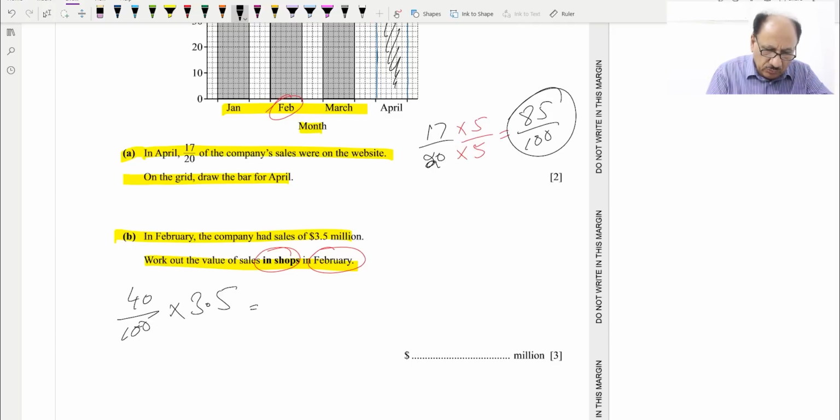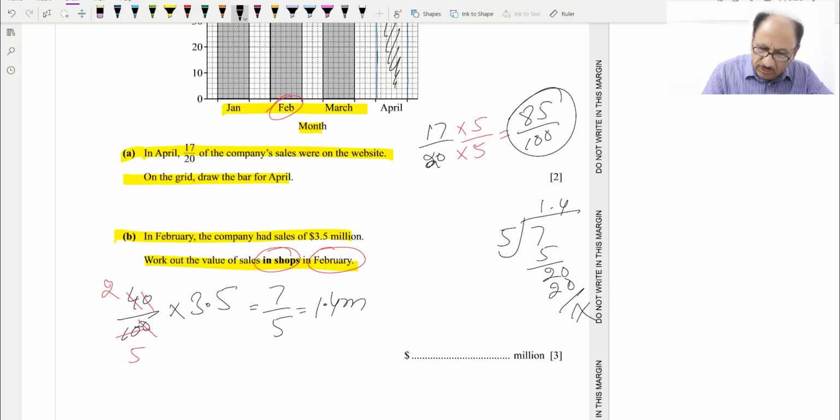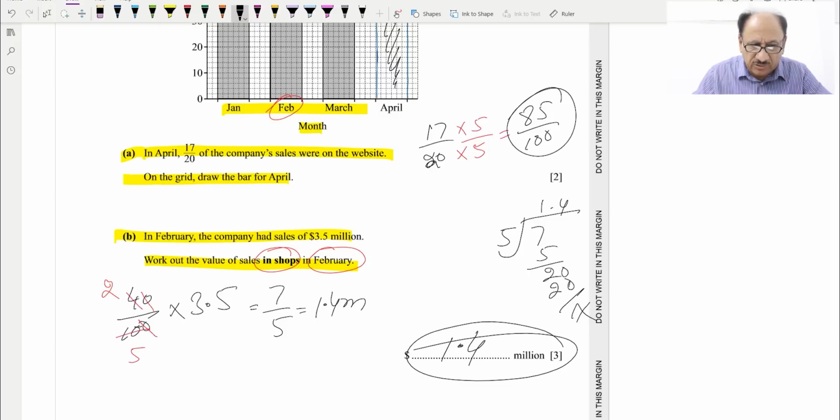simplify this. So 0 will be cancelled, and 2 2s are 4, 2 5s are 10, and now we can multiply 2 into 3.5 will be 7 over 5, and we can divide 7 by 5. So 5 1s are 5 and 2 and 0 and 5 4s are 20. So answer will be 1.4 million. So 1.4 million dollars will be answer for 3 marks.